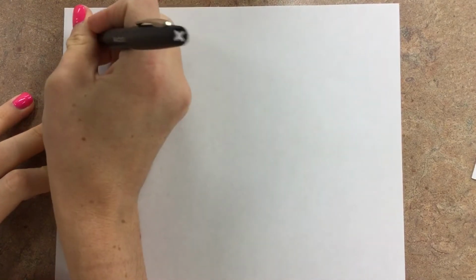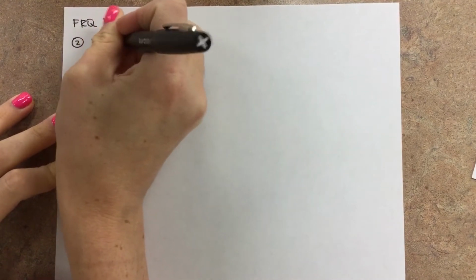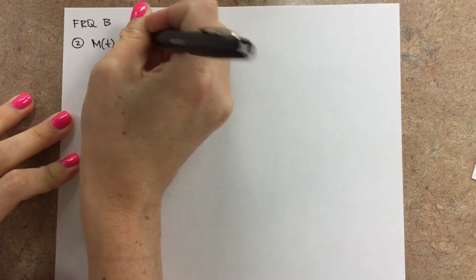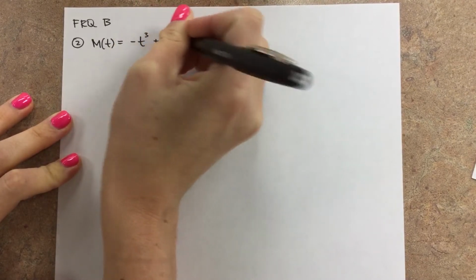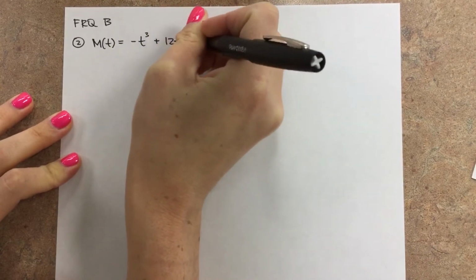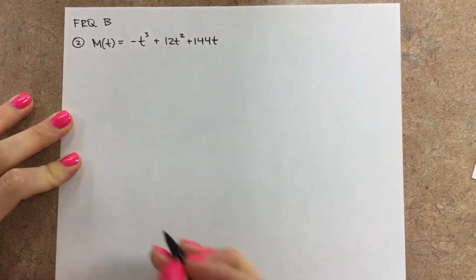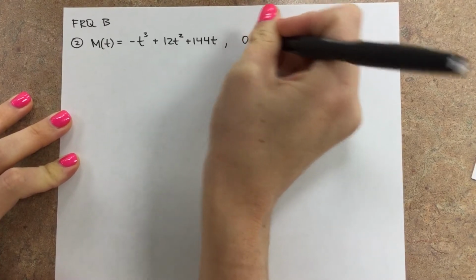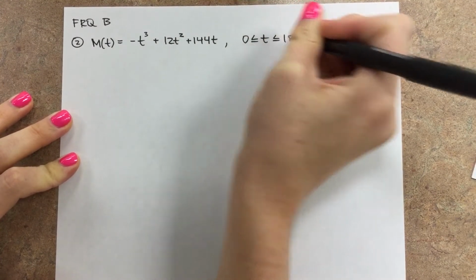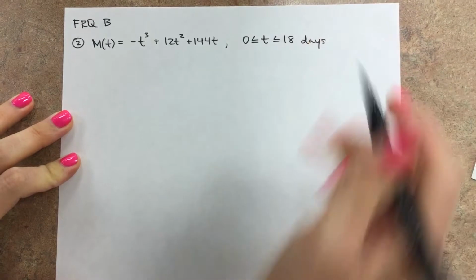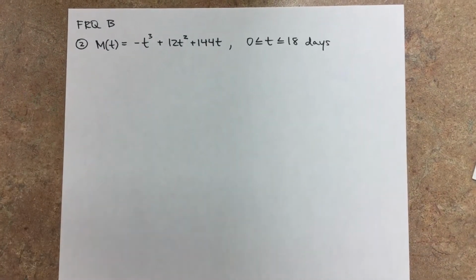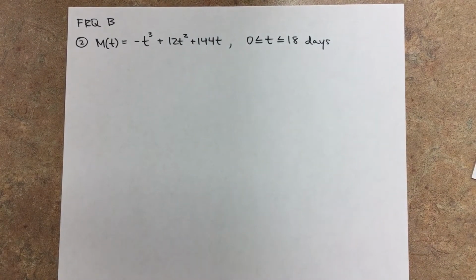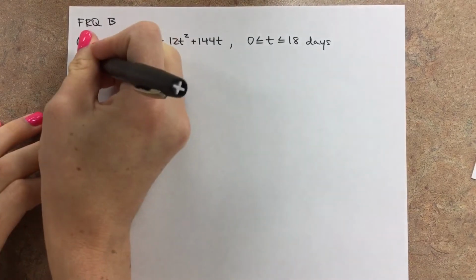It says the number of mosquitoes in a field after a major rainfall is modeled by the function m, which is defined by this. M of t is equal to negative t cubed plus 12t squared plus 144t, where t is the number of days after the rainfall ended, and we are restricting our domain to 18. I'm just going to add the units on here. So remember, m represents the number of mosquitoes. All right, so letter A.